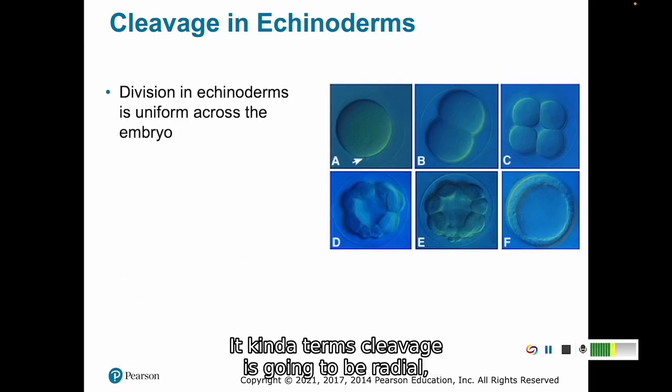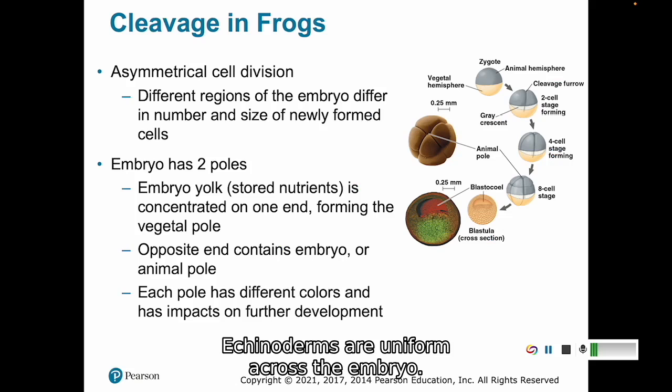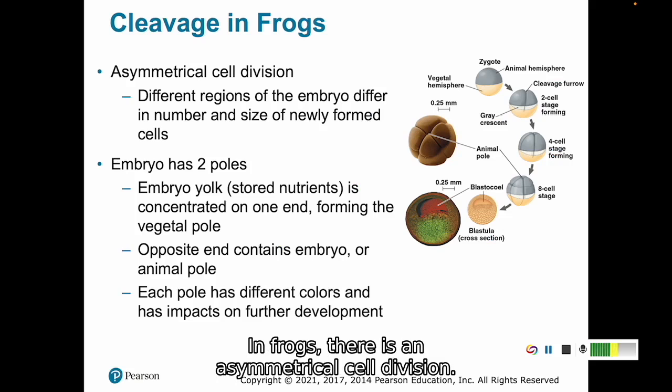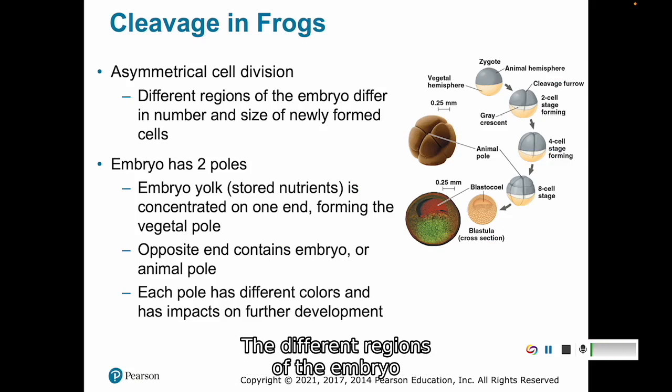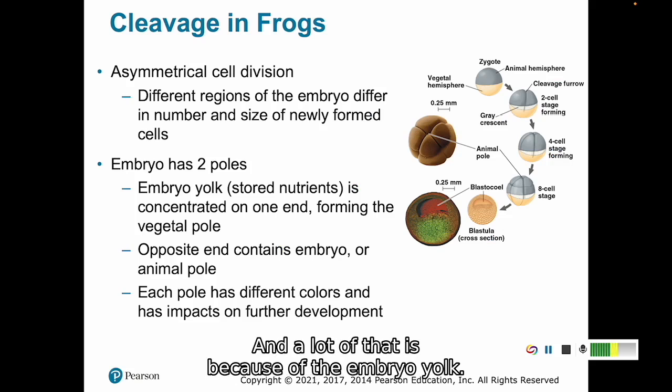In echinoderms, cleavage is going to be radial. It's going to be reducing in size. Echinoderms are uniform across the embryo. In frogs, there is an asymmetrical cell division. The different regions of the embryo are going to be a little bit different in the number and size of their newly formed cells. And a lot of that is because of the embryo yolk.